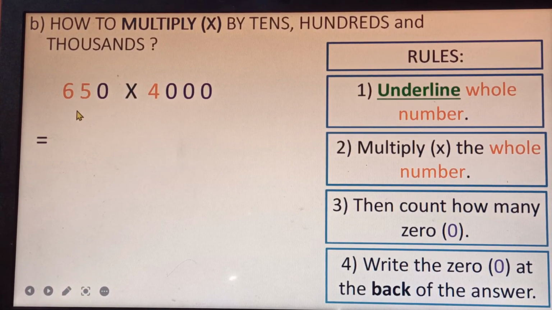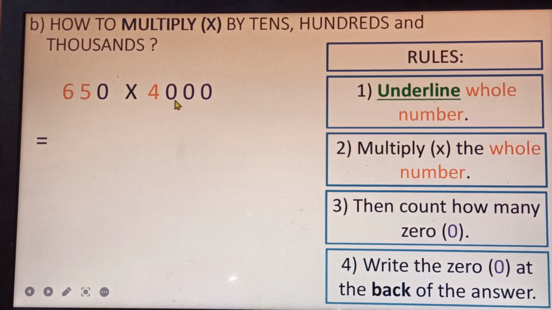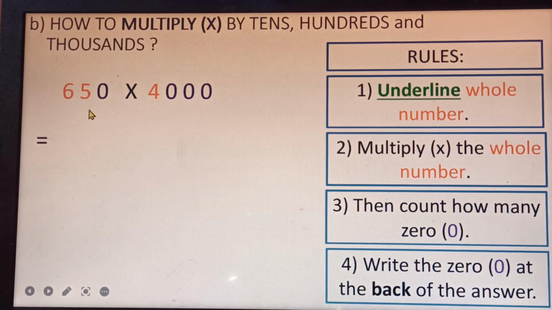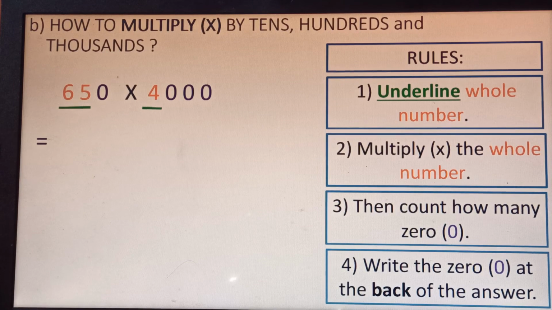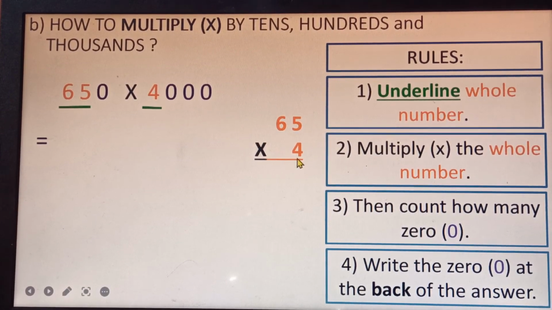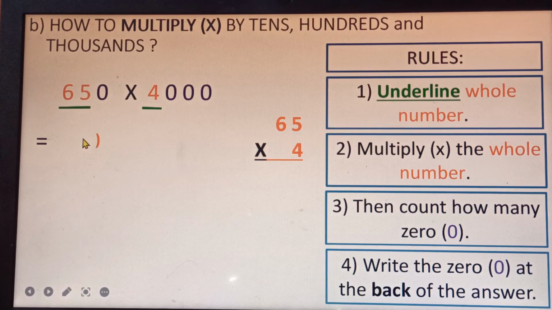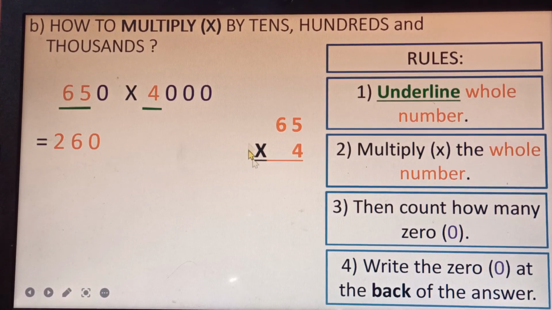I think it's the last slide. 650 times 4,000. Which one is the whole number? Let's check from 650. Find the whole number. Yes, 65, isn't it? Yes, so the 0 at the back, don't underline. Okay, 4,000, which one is the whole number here? Yes, 4 is the whole number. And we multiply. Next step, 65 times 4. And the answer is 260. That is the answer when we multiply the whole numbers.